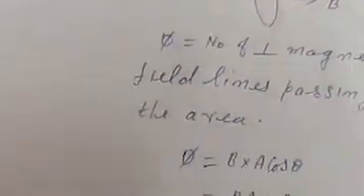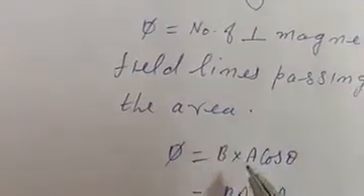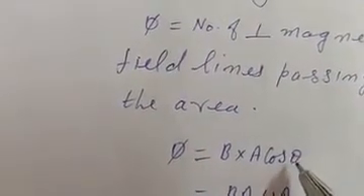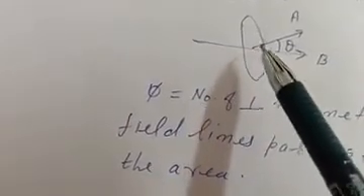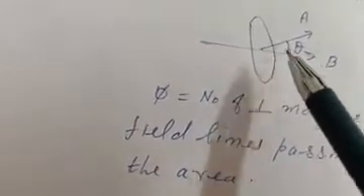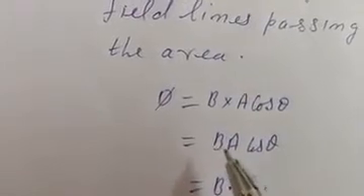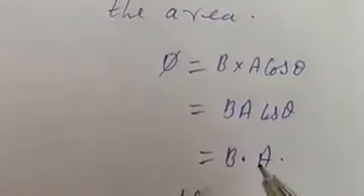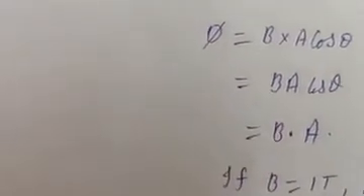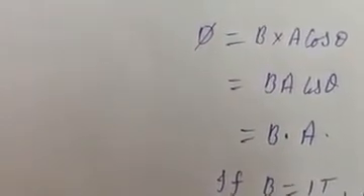So flux will be B into A cos theta, because A cos theta is parallel to B, or you can say the area vector component A cos theta is perpendicular to B. So flux will be equal to B A cos theta, or B dot A. So again it is a dot product, and a dot product is always a scalar quantity. So it will be a scalar.